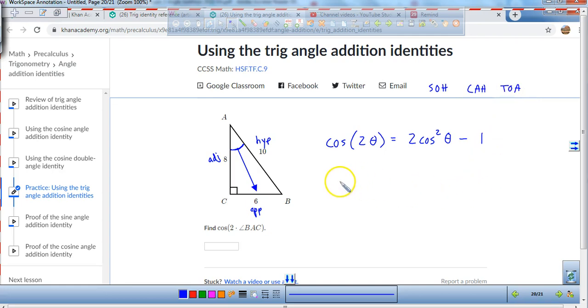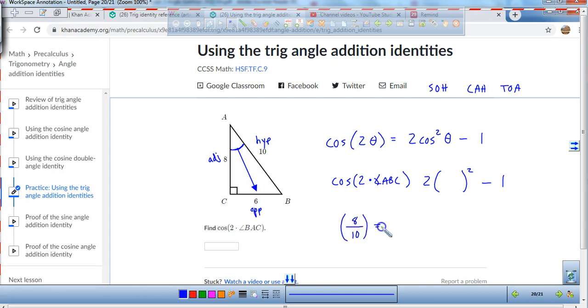So, what is 2 times angle ABC? What we're going to do is take the cosine of theta, square it, and put minus 1. So what is the cosine of angle ABC? Well, the cosine of angle ABC is the adjacent side over the hypotenuse. That's 8 over 10. Well, what is 8 over 10 reduced to?